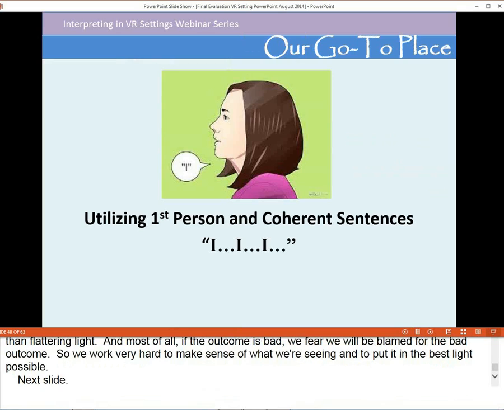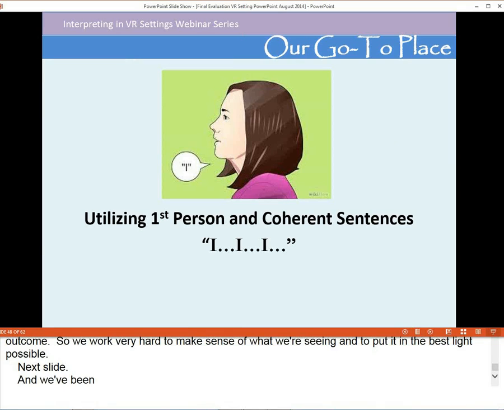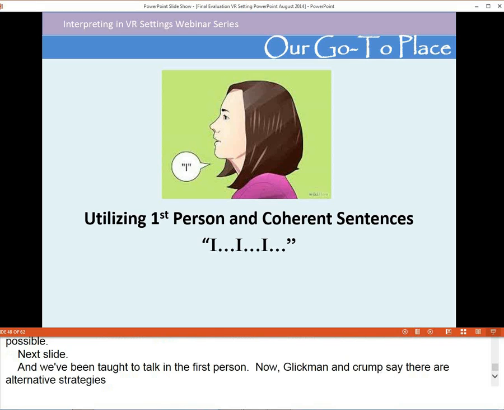And we've been taught to talk in the first person. Now, Glickman and Crump say there are alternative strategies. Let's look at some of them. Next slide.